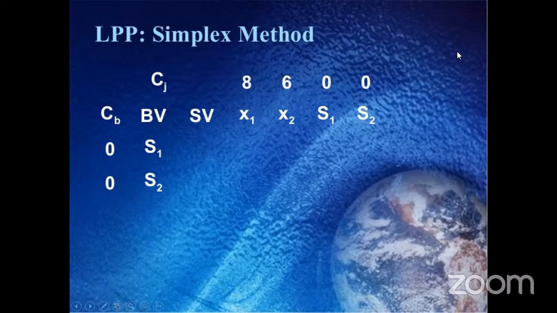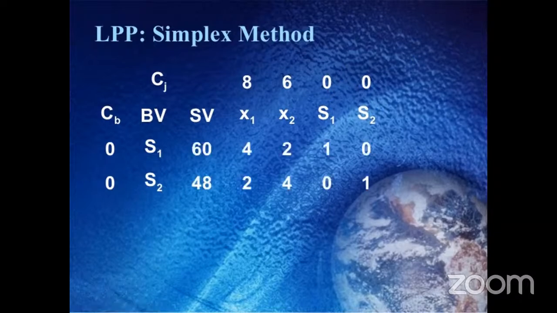Then we take each constraint's coefficients. First constraint: 4x1, 2x2, 1s1, 0s2 equals 60. Similarly, second equation: 2x1, 4x2, 0s1, 1s2 equals 48. This is writing all the coefficients into the simplex table, the initial table, the first table. Clear? Any doubts?